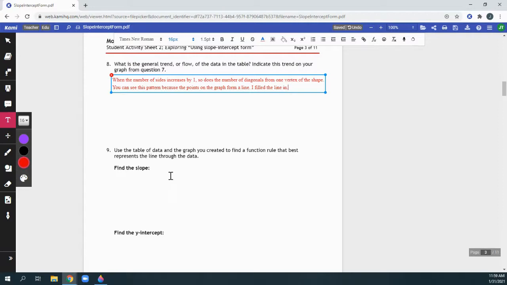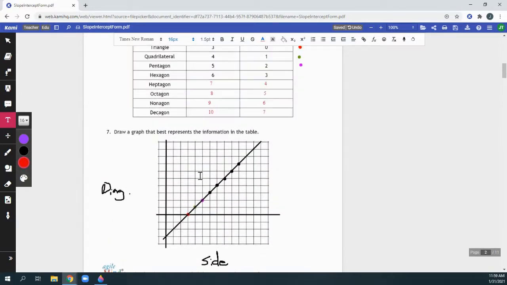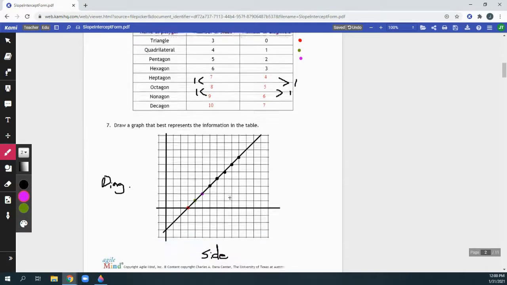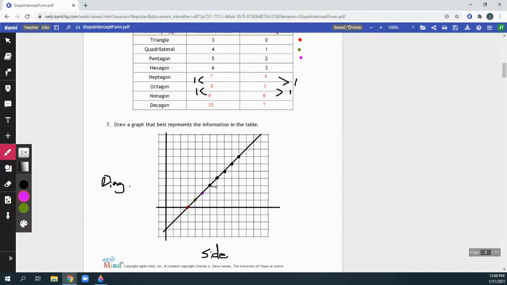Well, there are two ways we can find the slope. We can find it by looking at this. This goes up by 1. That goes up by 1. This goes up by 1. That goes up by 1. Or I can go down here and I can say this goes up by 1. That goes up by 1. Or this goes up by 4. That goes up by 4.